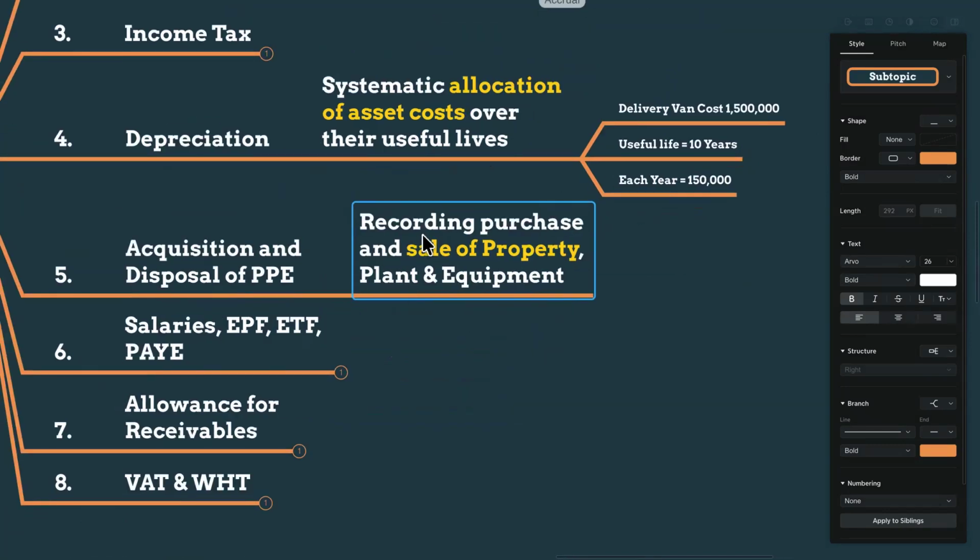And let's talk about the acquisition and disposal of PPE. It means purchasing and selling property, plant and equipment. Acquisition is equal to purchasing, disposal is equal to selling, right? So recording the purchase and sales of property, plant and equipment. This is simply what it means. Let's say you are buying new office furniture for 500,000. This is an acquisition of property, plant and equipment. Let's say you are selling your old furniture for 30,000. That is called disposal. We will learn about how we have to adjust it.